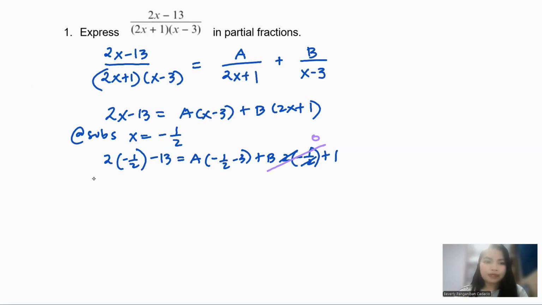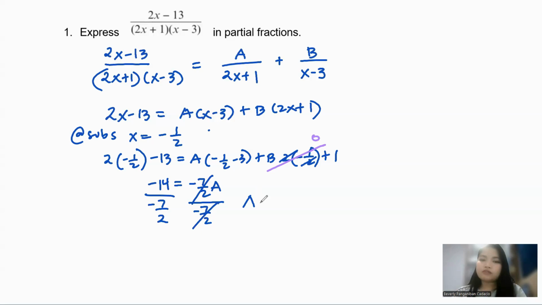Okay, and then, meaning to say, please maximize the use of your calculator properly. So I have negative 14 on one side. The other one will be negative 7 over 2 times a. And then I will divide both sides by negative 7 over 2. Therefore, my letter a will be positive 4. Now let's go with b.